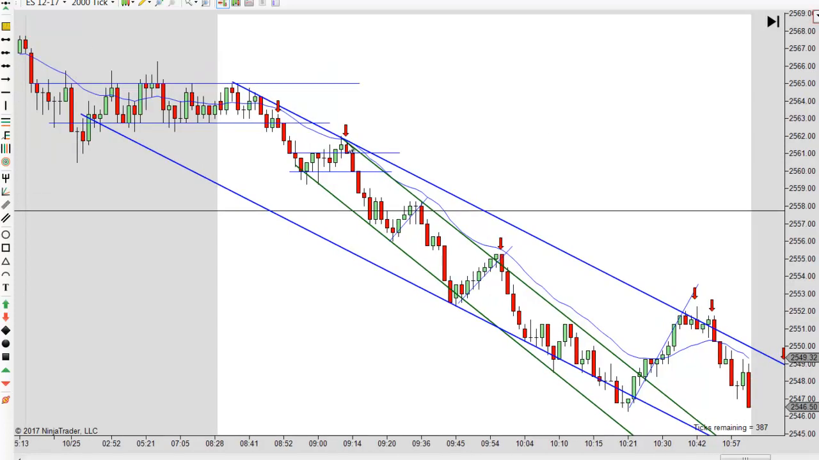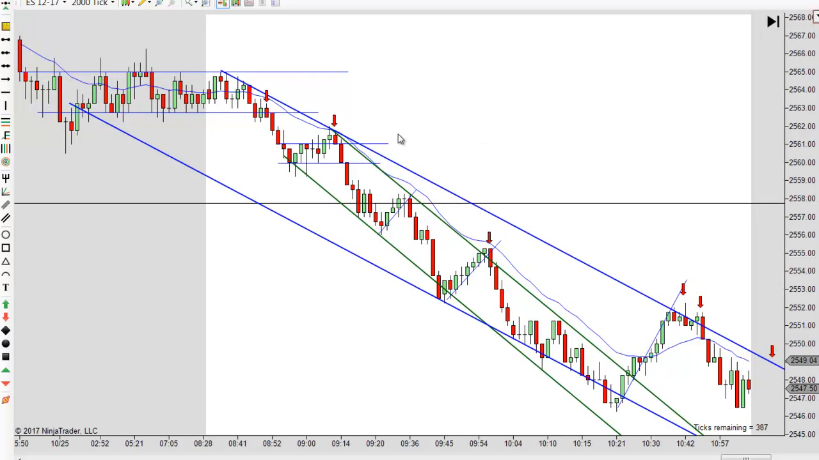So I like this as a failed breakout. You can also, this is basically a double bottom, so that's still like a second entry short as well, so that's another thing.